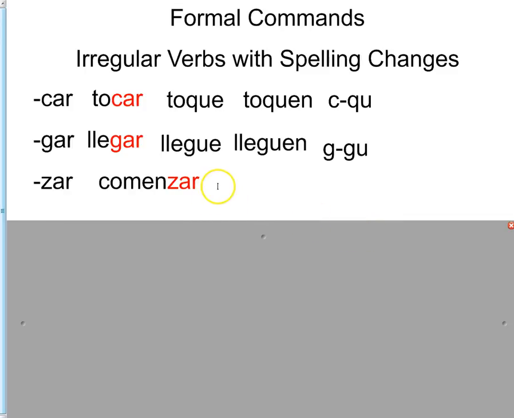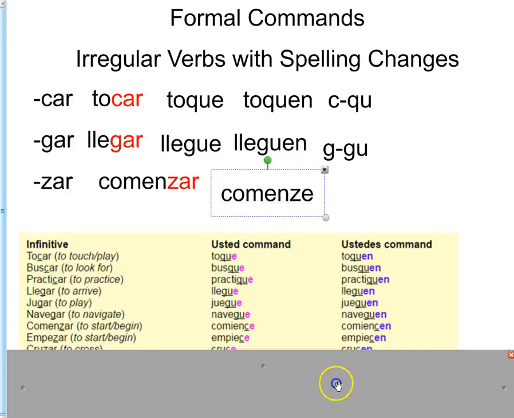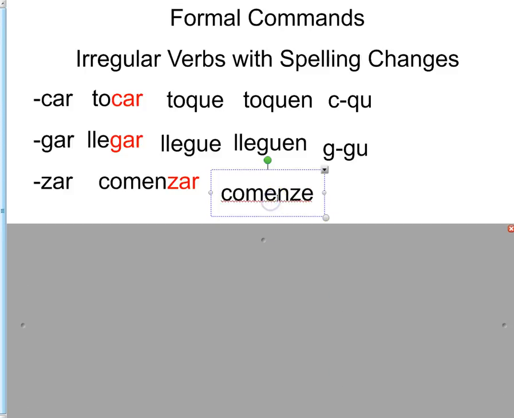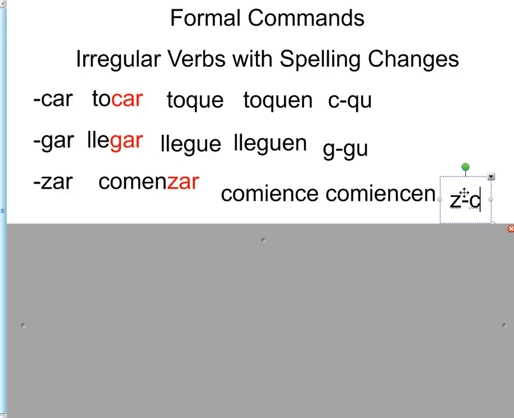Bueno, and the last one is comenzar. And comenzar has an S sound here. And if we go through this and pick the opposite ending, it's "comence," okay? And actually it's going to be "comience." It's a stem changing verb, so I'm going to go like this. And what we're going to do is take off the Z, and change the Z to a C, "comience." So the zar verbs are going to change like this, "comiencen." So I'm going to put a little rule here that the Z will change to a C for zar verbs.